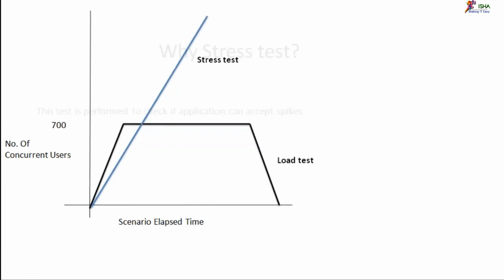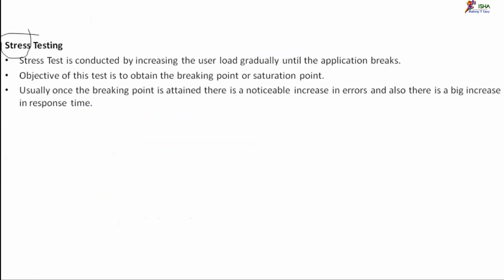Let me go back to the text that we have written. This is the slide that I skipped so that I could explain it using the graphs. Now let me talk about it with this particular text. You see, a stress test is conducted by increasing the user load gradually until the application breaks. That's exactly what we have seen. The objective of this test is to obtain the breaking point or saturation point.